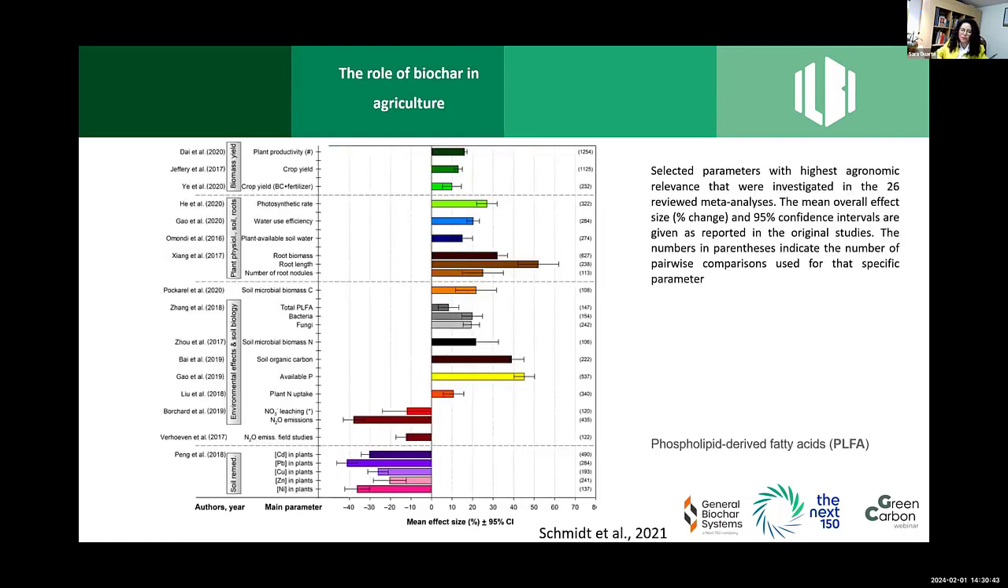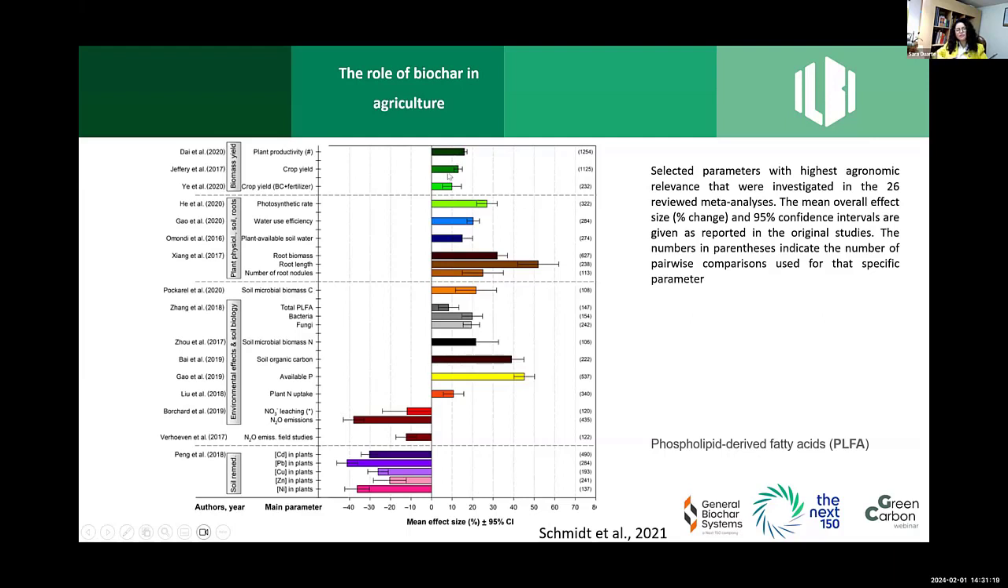What is the role of biochar in agriculture? Here we have a meta-analysis made by Smith et al. 2021. And as we can see, it is a result of 26 meta-analyses. So basically, biochar is a really powerful tool to increase biomass yield. Here we are talking about plant productivity. Its increment is almost 20% when we include biochar into the soil.